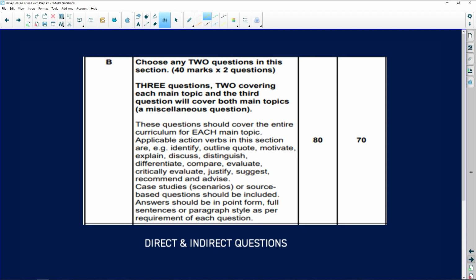The next one is section B, which consists of 3 questions. Question 2 will be covering business ventures for paper 2. Question 3, business roles. And question 4 will be a combination of the 2 of them. You need to choose 2 of the 3 questions, but be mindful of your time. You only have an hour and 10 minutes to complete that section.